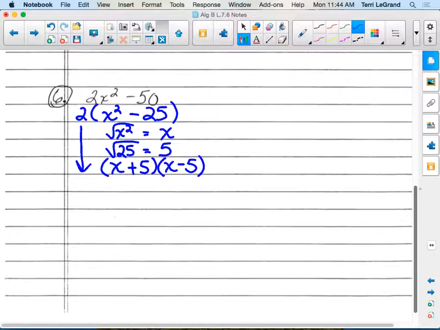Now, that 2 that had to come down, it says, you know what? I'm going to join you. I'm part of the final answer. So 2 times x plus 5 times x minus 5. There's the final answer. We can't forget about that too. Because remember our factor name should always multiply back to what we started with. If we forgot about the 2, and we would multiply x plus 5 times x minus 5, it would not take us back to 2x squared minus 50. So that 2 has an important part in this. Okay? Any questions?